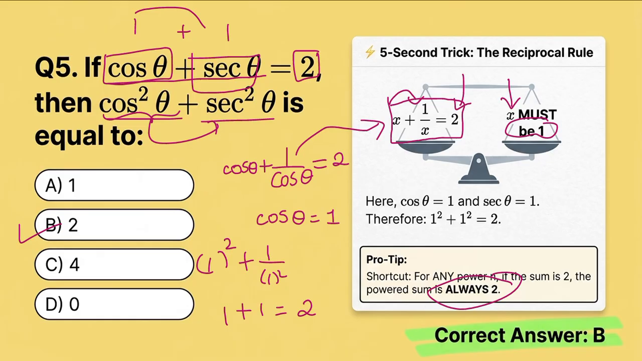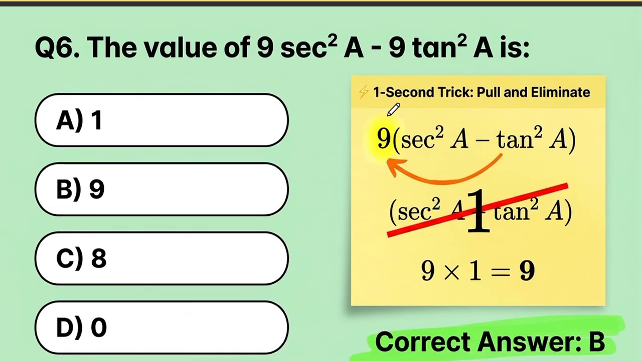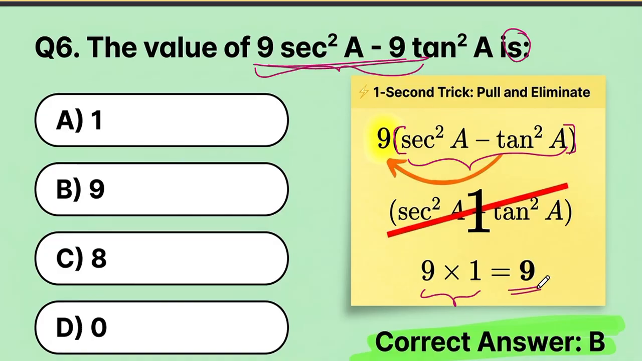Okay. Look at the next question. Question number 6. The value of 9 times sec square a minus 9 times tan square a is. If we take 9 common here, then we'll get inside the bracket sec square a minus tan square a, correct? And this is nothing but an identity. Sec square a minus tan square a is equal to 1. So 9 times 1, which is equal to 9.